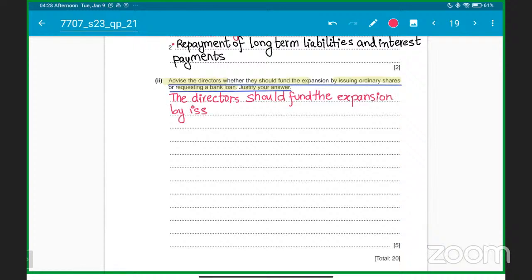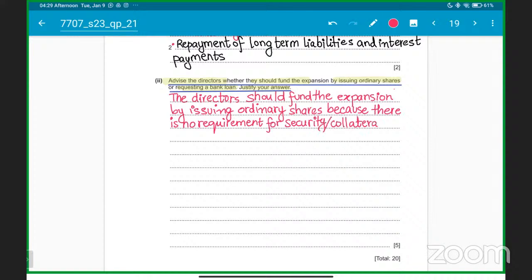Why, sir? By issuing ordinary shares, more shareholders will be buying the shares. It will increase the market value. It will leave a good impression as well for the business. Everyone there getting it? Yes. Why, sir, should the company issue ordinary shares? Let me know the reasons for that. The directors should fund the expansion by issuing ordinary shares because there is no requirement for collateral or security.